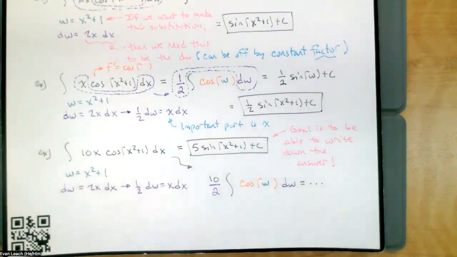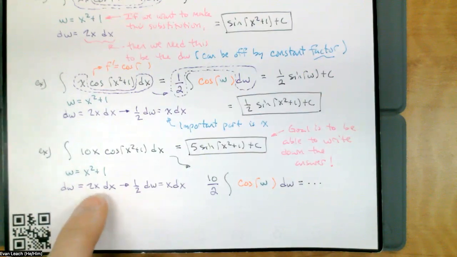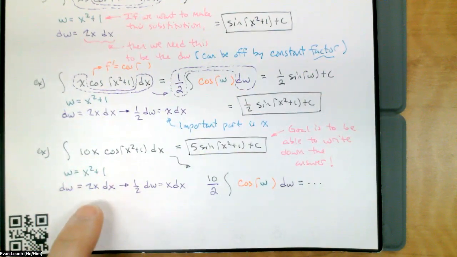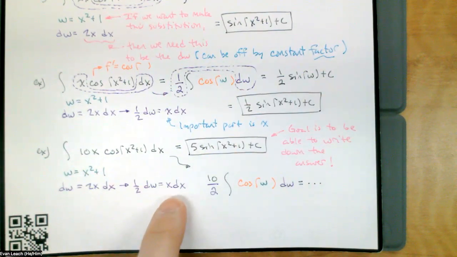So that's where the 5 comes from. We want to be able to see that without having to go through the details. If you were going to write the details, my recommendation is that once you write down the dw, just by taking the derivative, you recognize what the important part of your dw is.